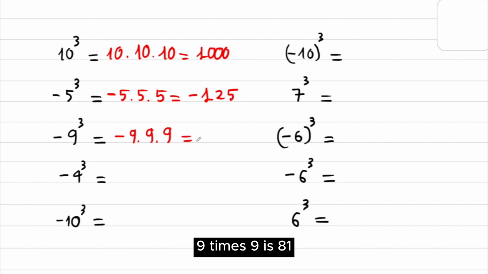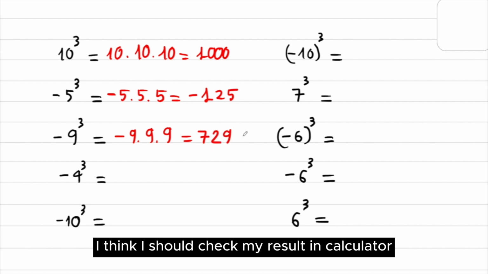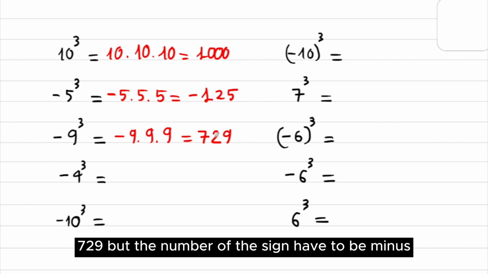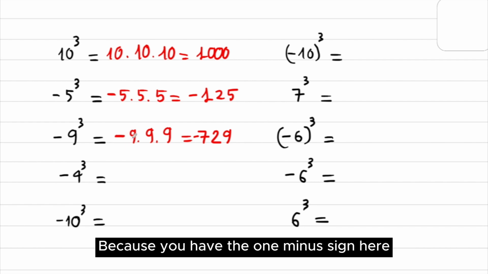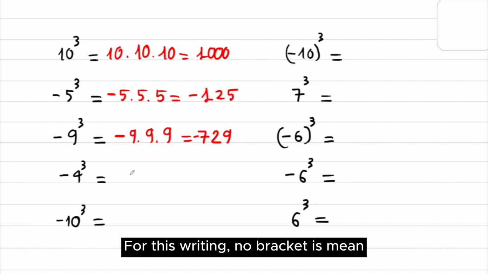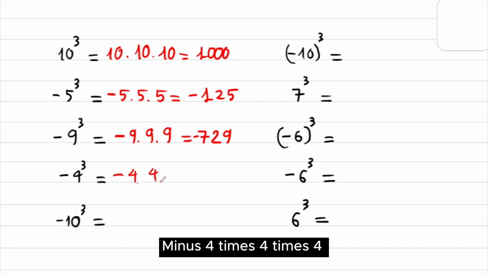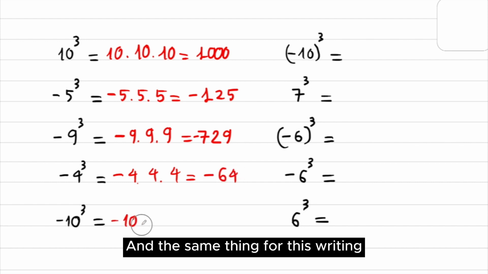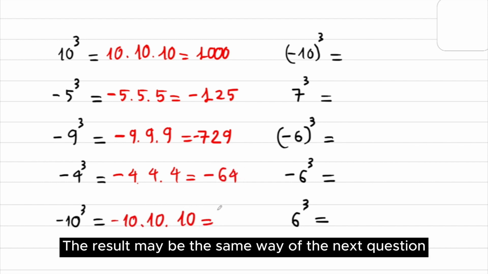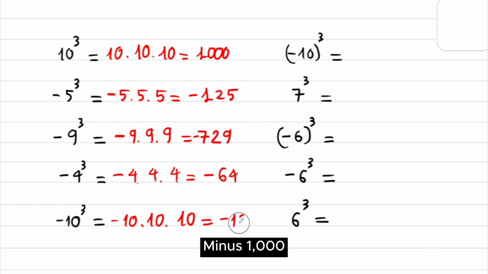For this one, yeah, a little bit harder. 9 times 9 is 81. 81 times 9, you got 729. I think I should check my result in the calculator. Yeah, 729, but the sign has to be minus because you have the one minus sign here. For this writing, no bracket, it means minus 4 times 4 times 4. 1 negative, 2 positive. The result will be negative 64. And the same thing for this writing. The result may be the same as the next question, minus 1000.